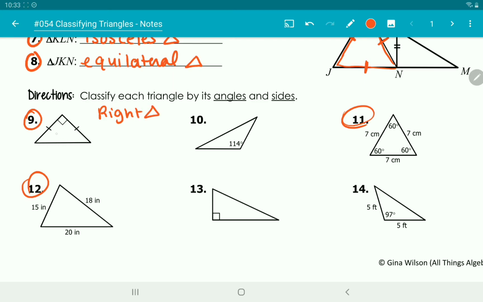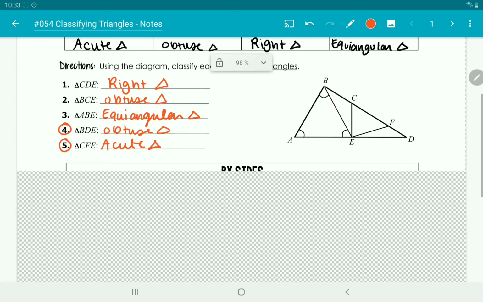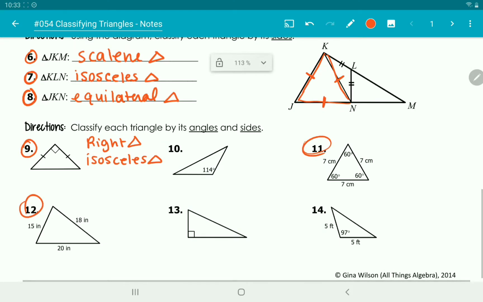Now we're going to look at its sides. It has 2 sides the same. The third one is not the same. So it's an isosceles triangle. So we're going to determine which of the very top ones it is and which of the ones next to it it is. Okay, so I'm going to do 11 now.